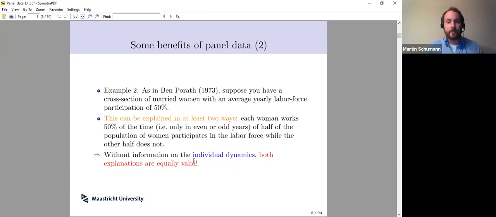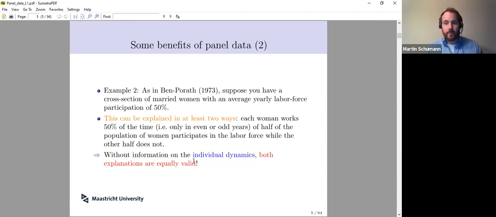Next example. We have a classic paper and we look at the labor force participation of married women. And what is observed in this paper is that there is a participation rate of 50%. Now, if you have a cross-section, meaning a snapshot at a particular point in time, that can be explained in many ways. Two of which are the following.